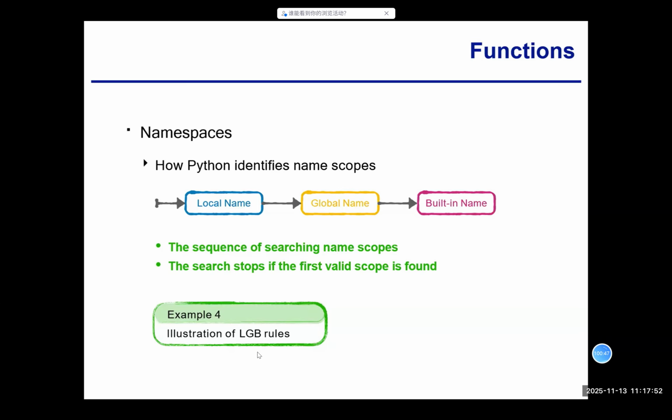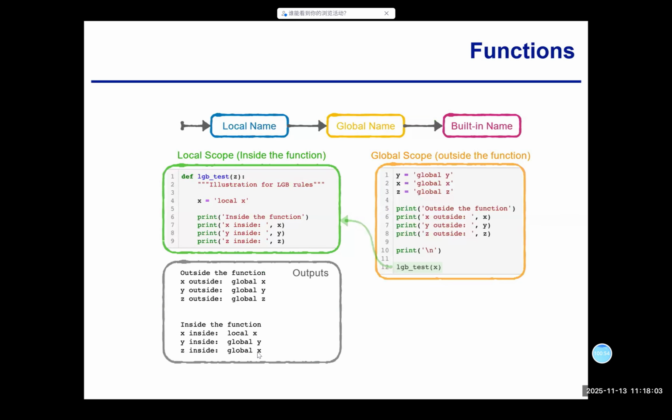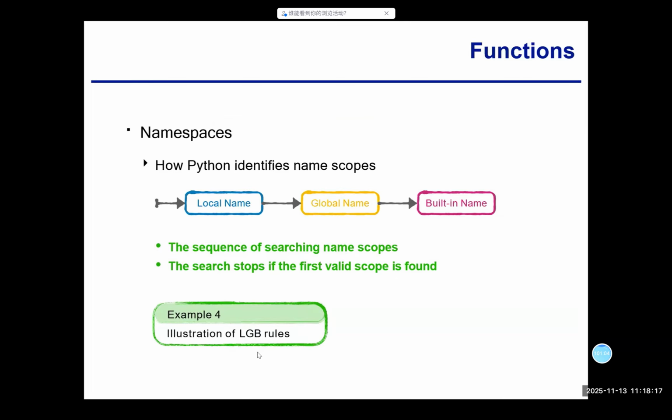We will try to illustrate the differences between local and global using a very tricky example. Let's define a function called LGB test, which takes an argument called z. Let's take a closer look slowly at this example. What do we mean by local? Local means that the environment is restricted to within the function only. Global means outside functions, in the Jupyter Notebook global environment. And built-in usually refers to the functions whose names are pre-specified by Python. We will not spend much detail on this scope.